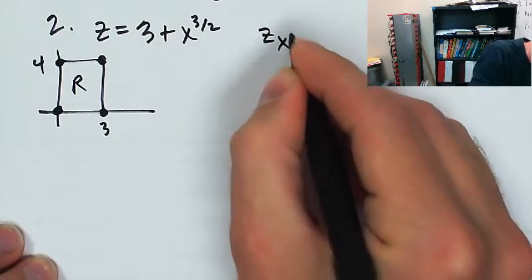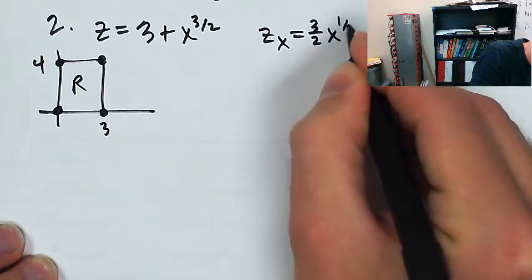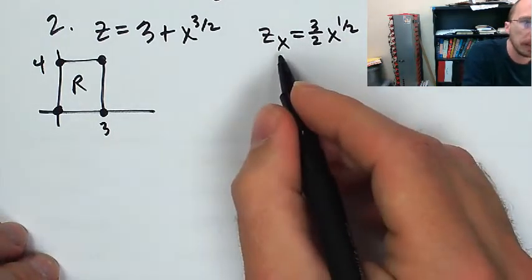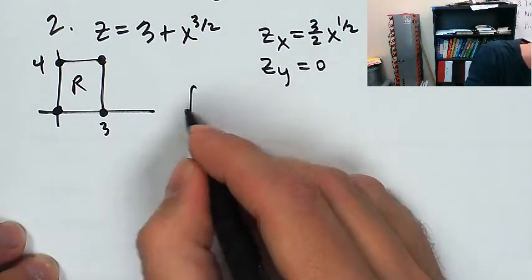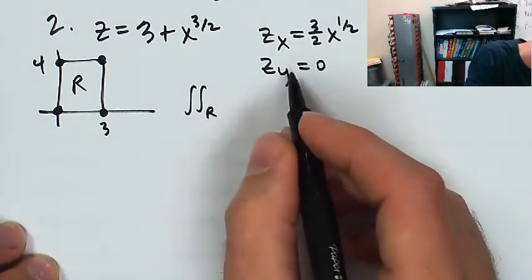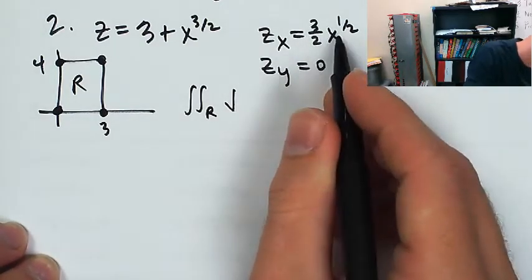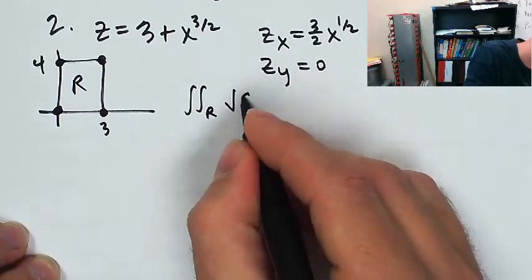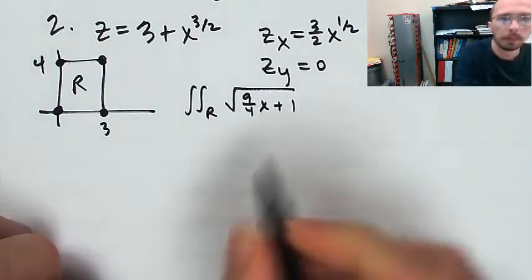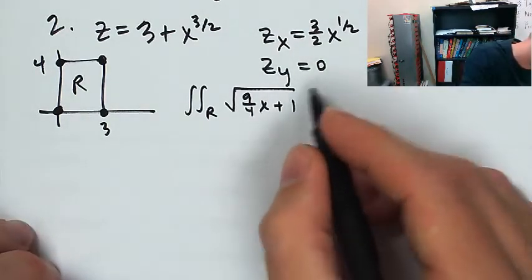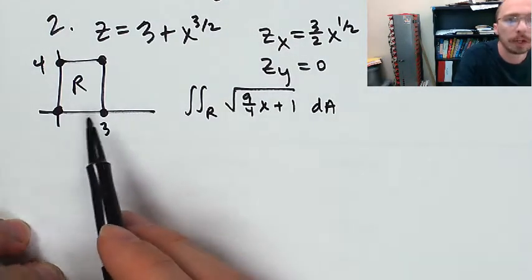So I know that z_x is going to equal 3 halves x to the 1 half. z_y is going to equal 0. So the integral I'm interested in running is the double integral over region R of the square root of z_x squared, so that would be 9/4 of x to the first, plus 1, plus 0 squared plus 1, dA.